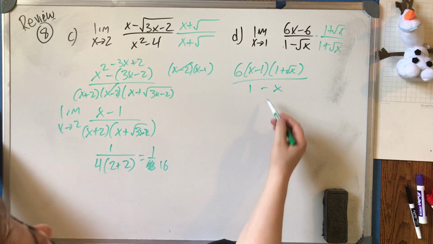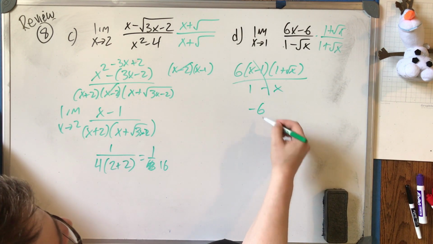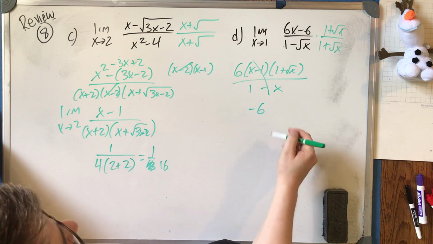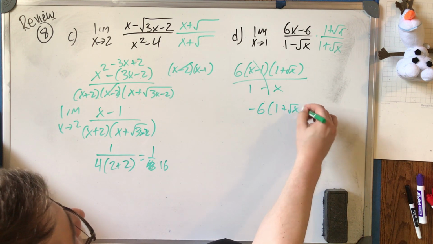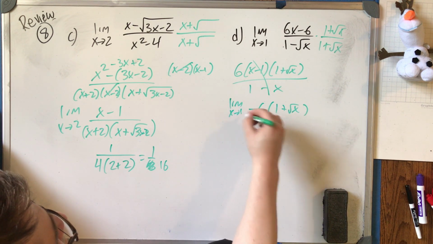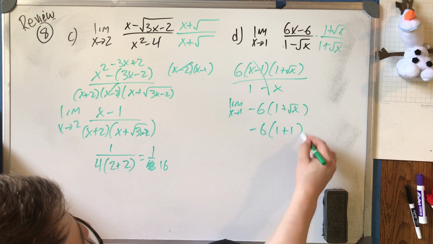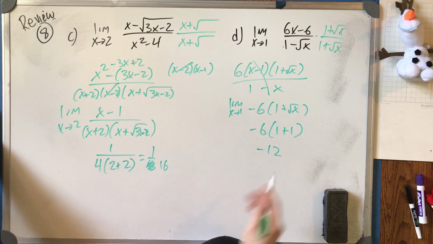I get a 1 minus x. That's the opposite of that, so I'll have a negative. Forms negative 1 times 1 plus square root of x. Now I can do limit as x approaches 1. So I get negative 6 times 1 plus 1, which is, last time I checked, negative 12.